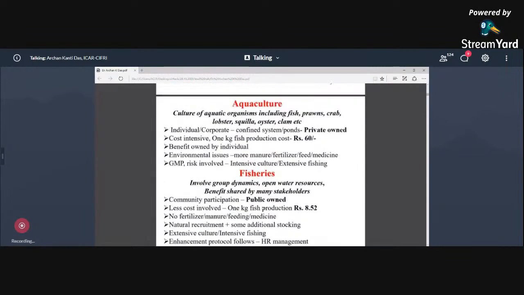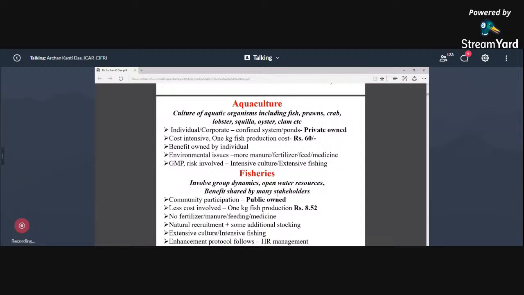In aquaculture and fisheries, the very basic difference between these two aspects is that aquaculture is individualistic or corporate type, the culture of aquatic organisms including fish, prawns, crabs, lobsters, squilla, oysters, and clam, where all the profit from 1 kilo of fish is received by an individual or a corporate private-owned group. And it is cost intensive. 1 kg fish production cost would be around 60 rupees, and the benefits are owned by the individual who controls the pond. Environmental issues are there, more manure, fertilizer, feeds, medicines, good management practices required, risks involved, intensive culture and extensive fishing.